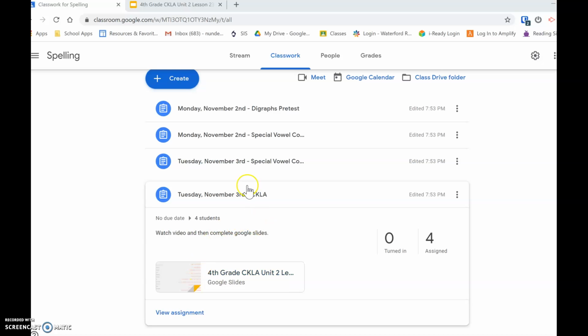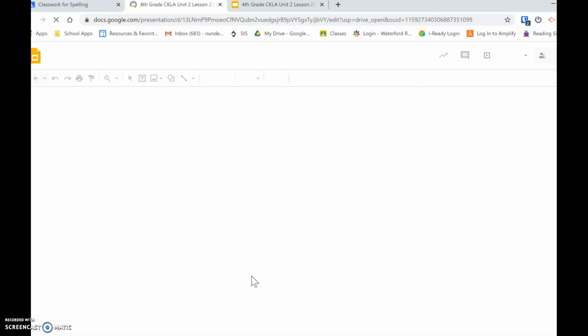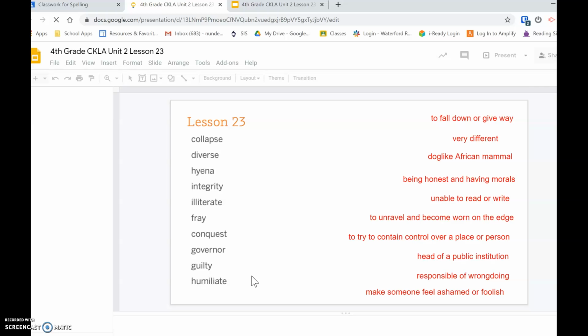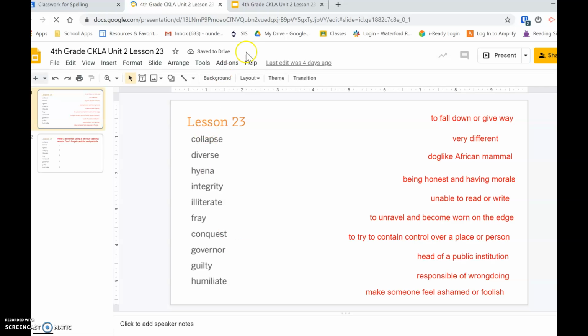Okay, today is Tuesday, November 3rd. So we are starting some new spelling words this week, and we'll practice these spelling words this week and next week. And if you click on your Tuesday spelling words, it will show you the list of the spelling words. You actually have 10 spelling words this week.